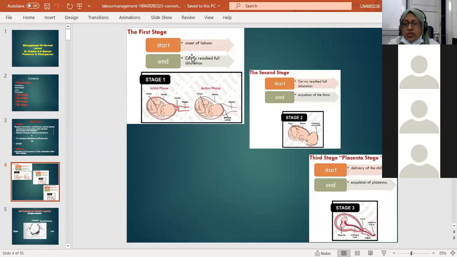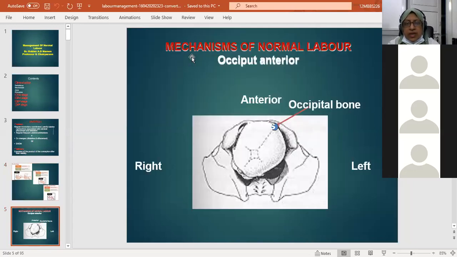The duration of the third stage is half an hour in both the primigravida and multigravida. The placenta must come out within half an hour. If the placenta has not been delivered within half an hour, you can label it as a retained placenta. So we will continue with the mechanism of labor.